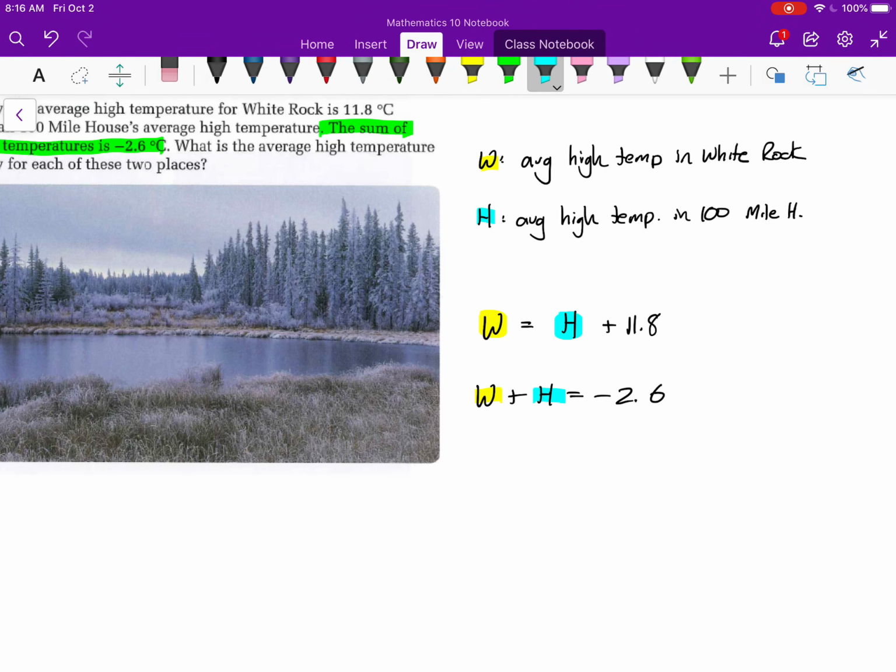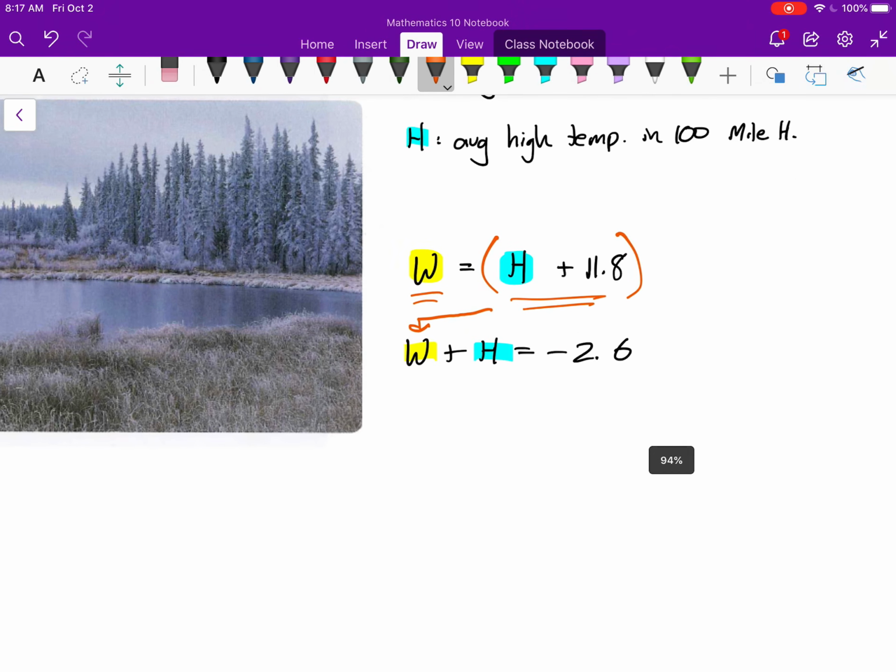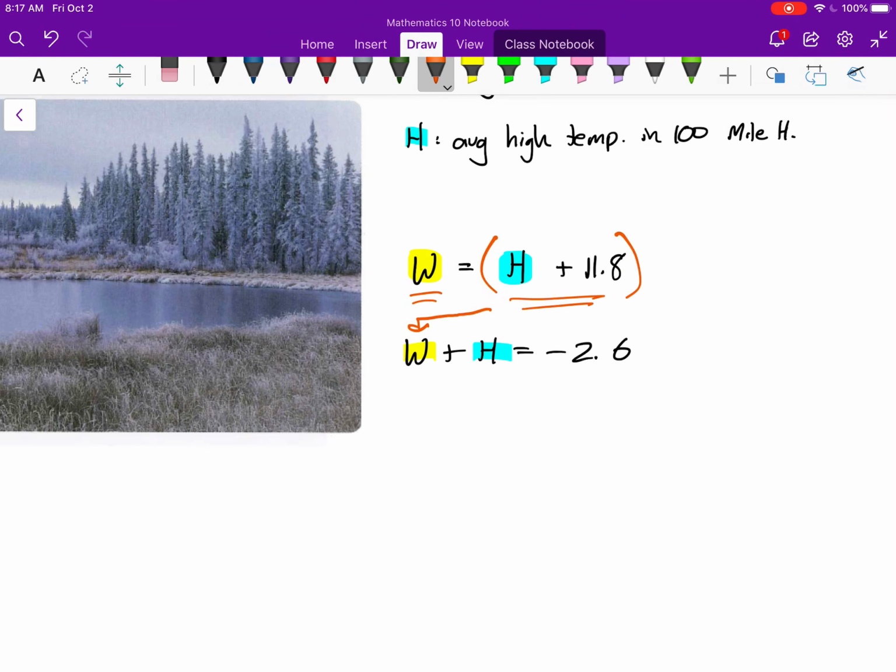I can use elimination, I can use substitution. I'm going to use substitution because in my very first equation, it already is solved for W. W equals all of this, so I don't have to rearrange anything. I can take this and substitute it right there, right off the bat. I don't have to use elimination by multiplying anything. It's set up quite nicely for that.